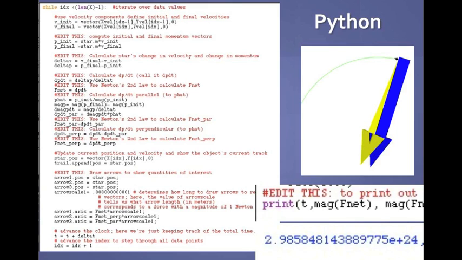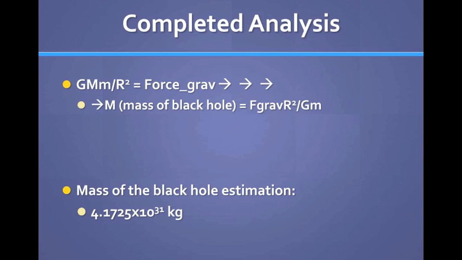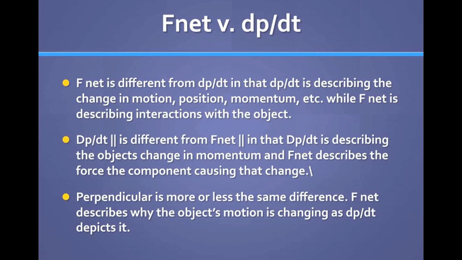The magnitude of Fnet is the second comma, and so I just took that from the output, which is, as stated earlier, 2.9858 times 10 to the 24th. Next thing we did was the complete analysis, and for that, GMm over r squared is equal to the force of gravity. So we just rearranged that equation to be F grav r squared divided by the gravitational constant and the mass of the star to get the mass of the black hole.